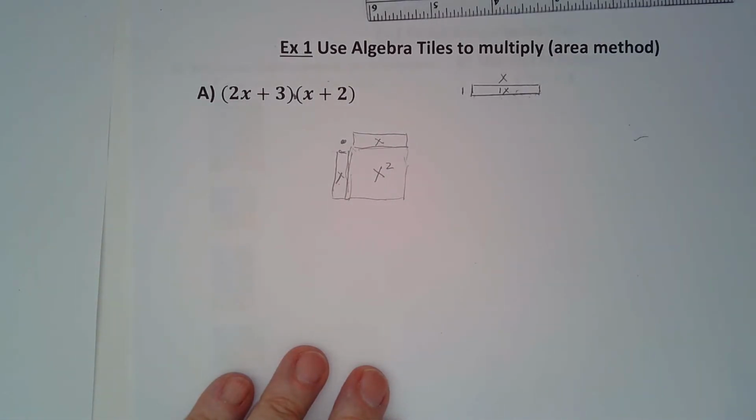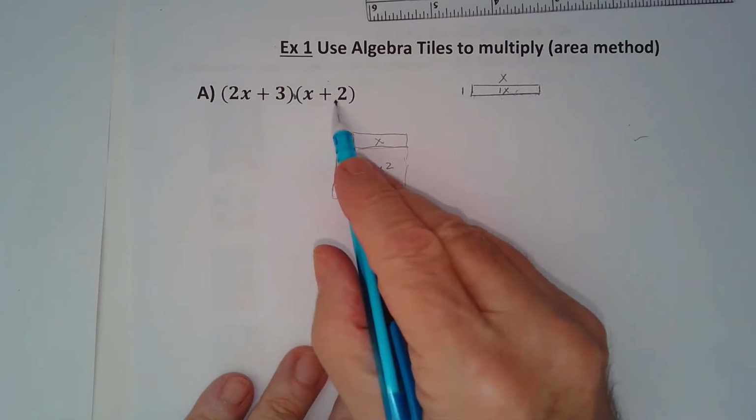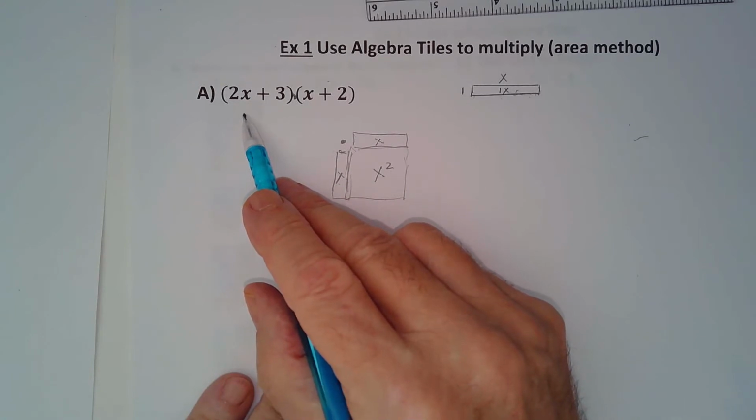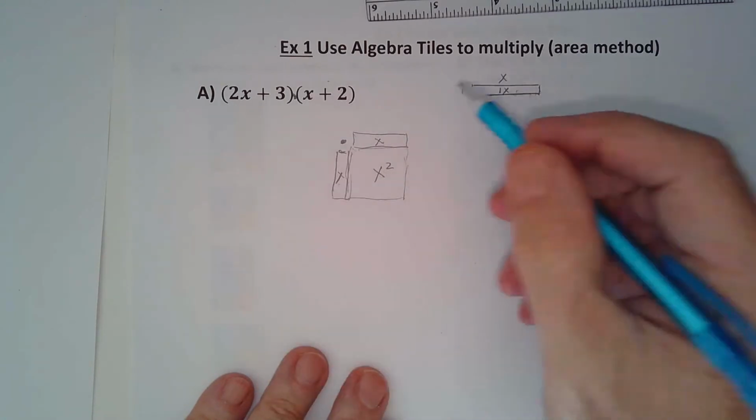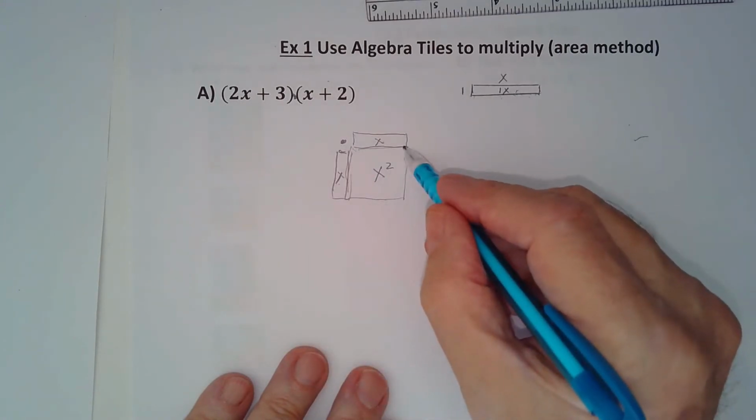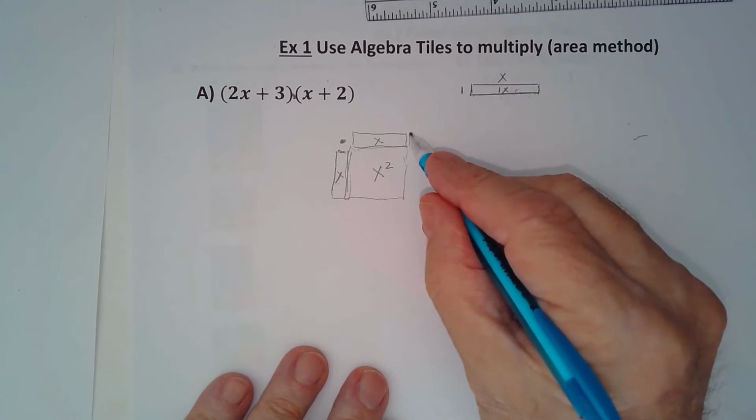So in this case, well, let's multiply this together. Well, let's see. We have 2x's plus 3. So I've got 1x here. So I need another x. So I'm going to put another x in here.